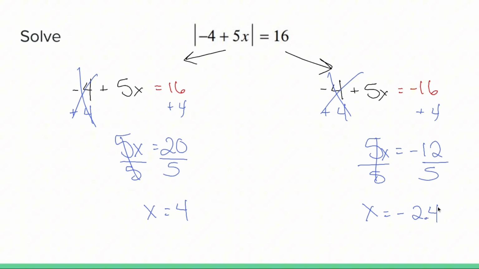Now we take our answers and plug them into the original problem to make sure it works. So x is 4, 5 times 4 is 20, 20 minus 4 is 16, and the absolute value of 16 is 16, check. 5 times negative 2.4 is negative 12. Negative 12 plus negative 4 is negative 16, and the absolute value of negative 16 is 16, so both of these work. More often than not, these will both work, but you still have to make sure just in case that one time it doesn't. So I have two answers, 4 and negative 2.4, and we're done.